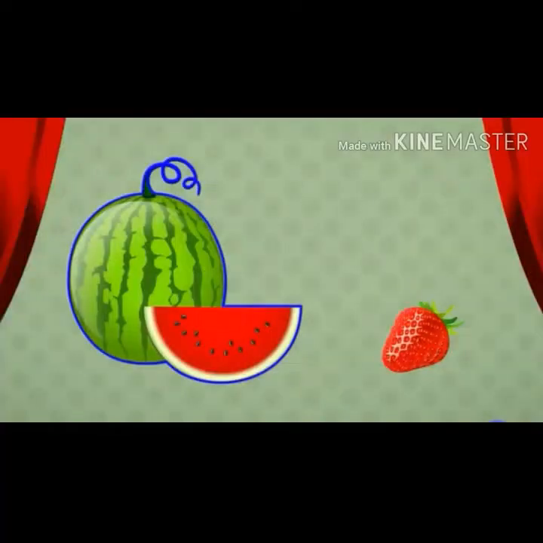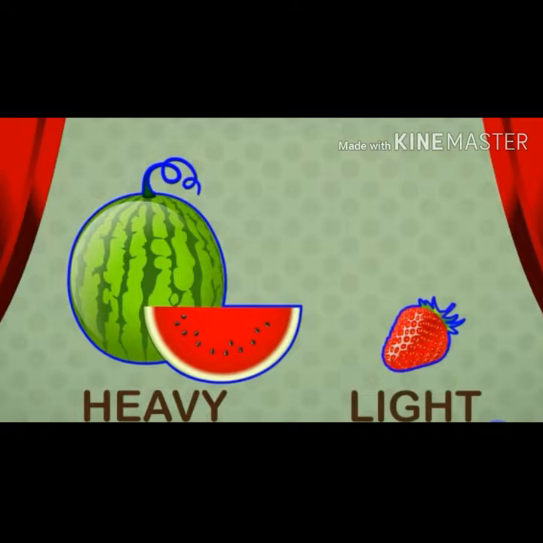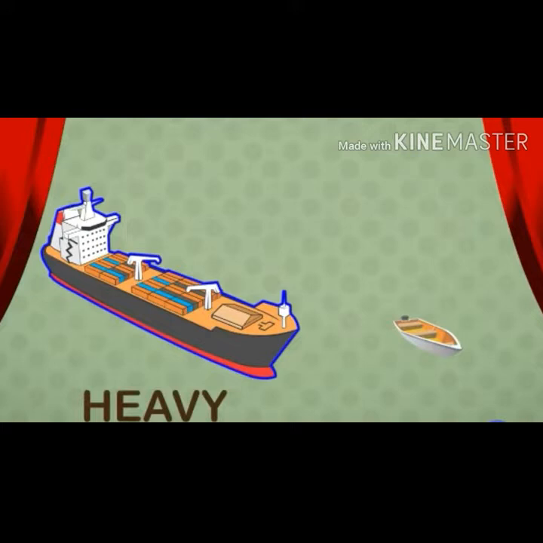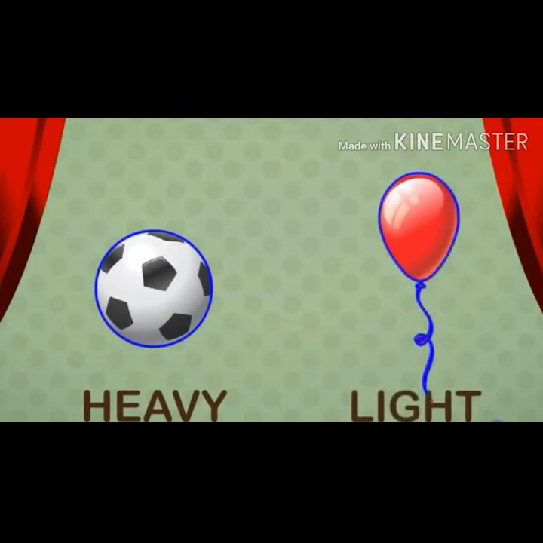Now I show you more examples. Okay, please look at the screen. Here watermelon is heavy, whereas strawberry is light. Look at here. Here ship is heavy, but the boat is light. See, here football is heavy, whereas balloon is light.